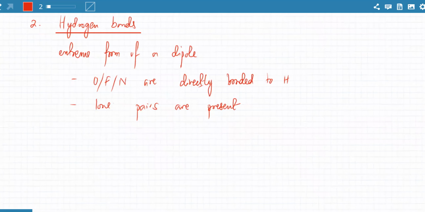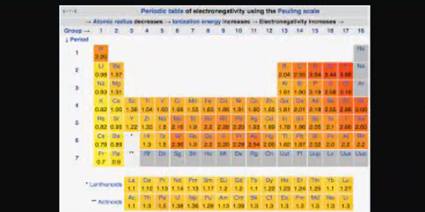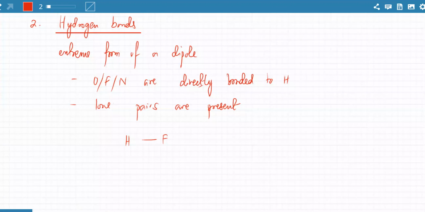So I've got H bonded to F. Now, according to this table over here, F is one of the most electronegative elements out there. It's right over here in the corner. It's shaded with the strongest red color. So it's very electronegative. F would pull the electrons towards itself, and F is going to have a very strong partial negative charge and H a strong partial positive charge. Is this point clear?